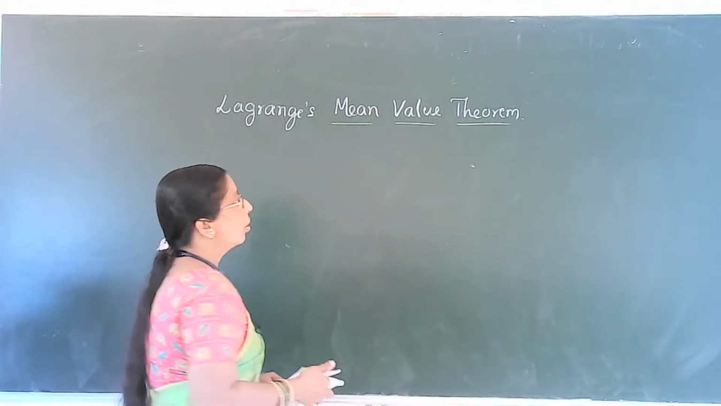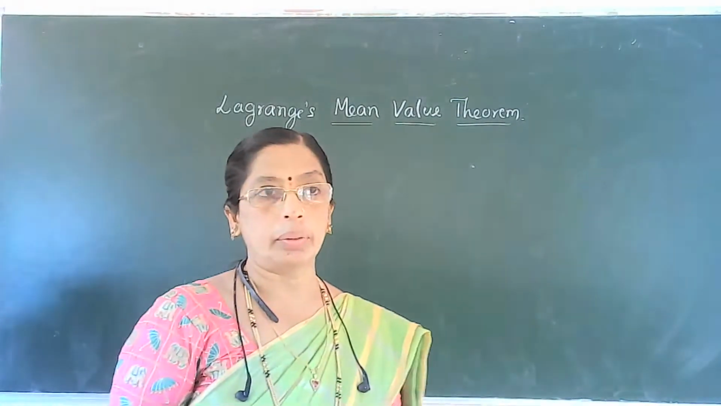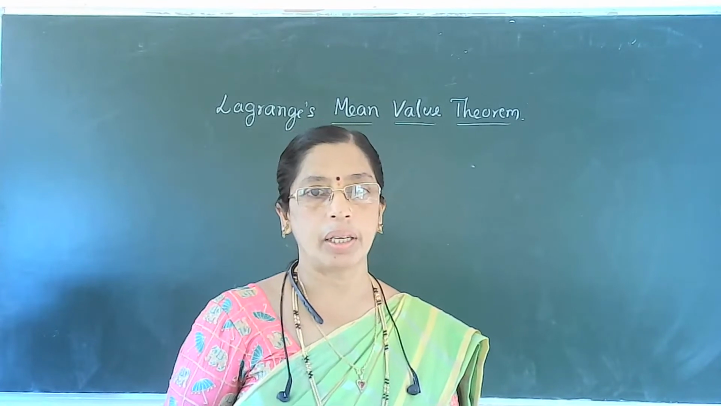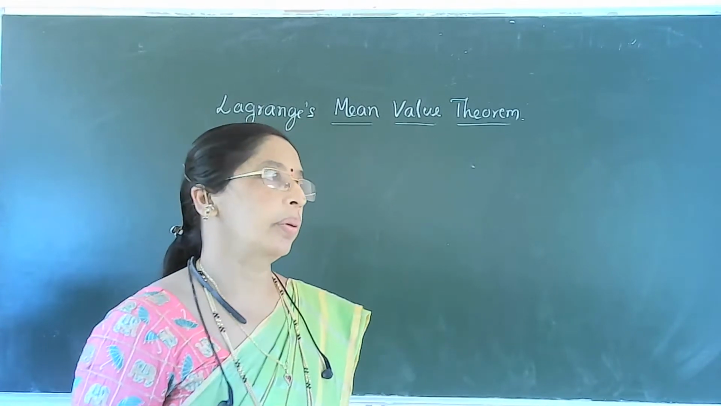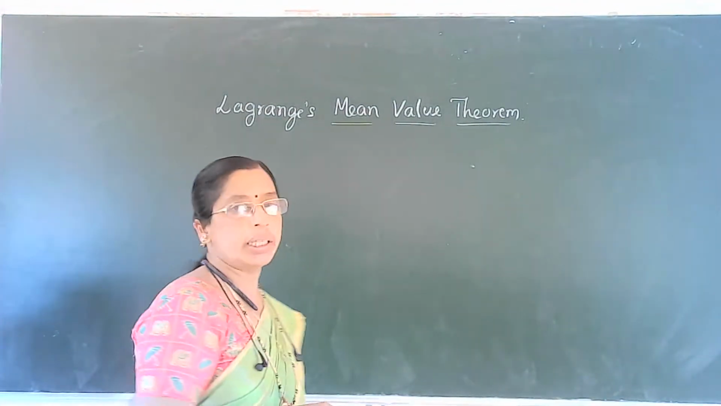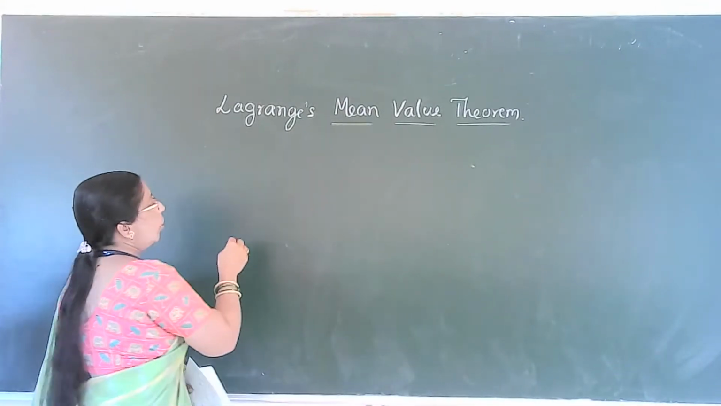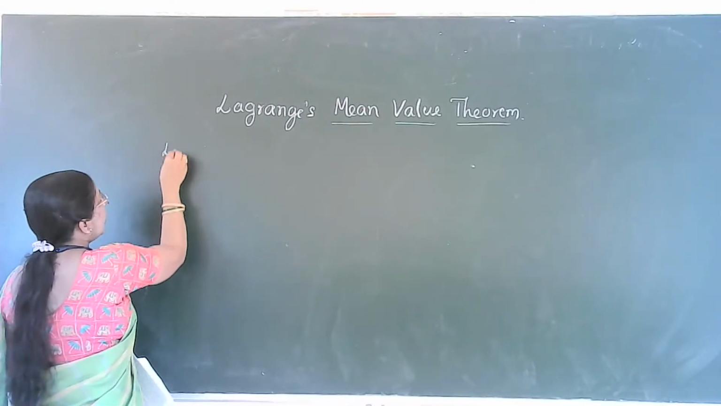In Rolle's theorem, we have to verify three conditions. If it satisfies these conditions, then we say that Rolle's theorem is satisfied. Here also three conditions are there. First, we know the definition of the mean value theorem.